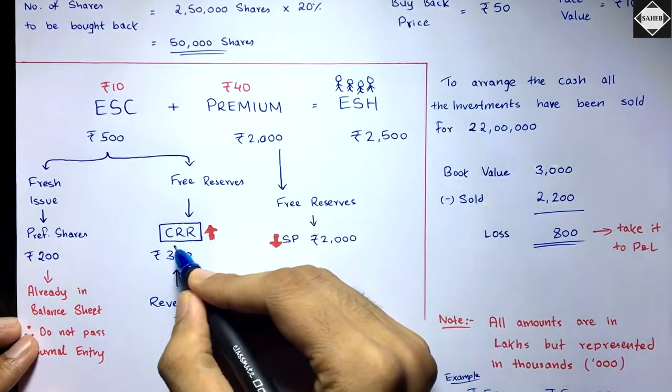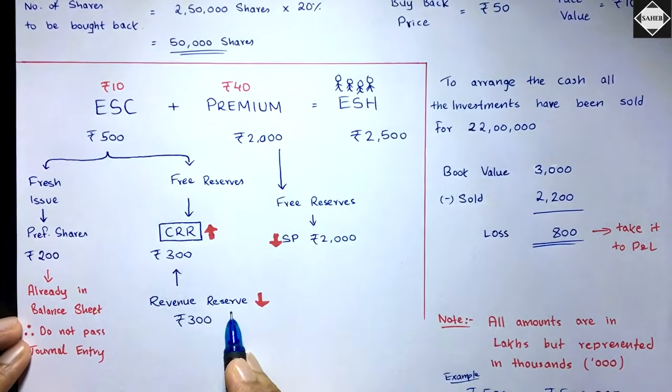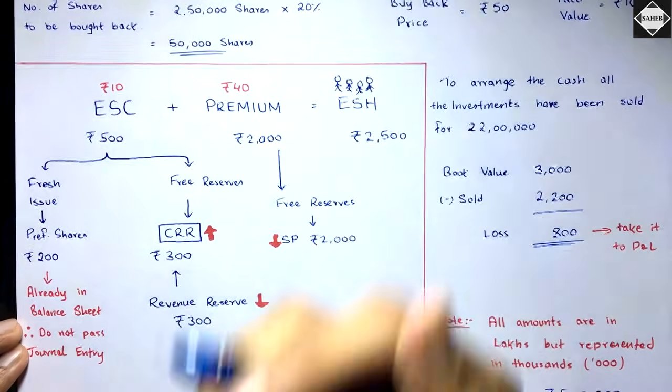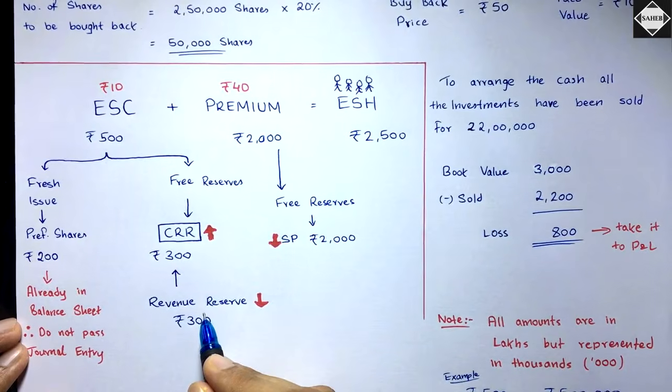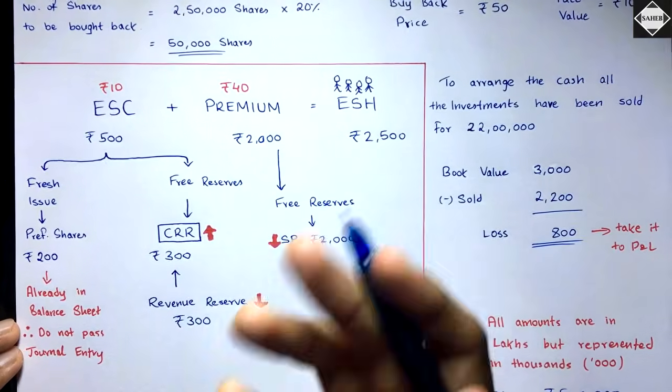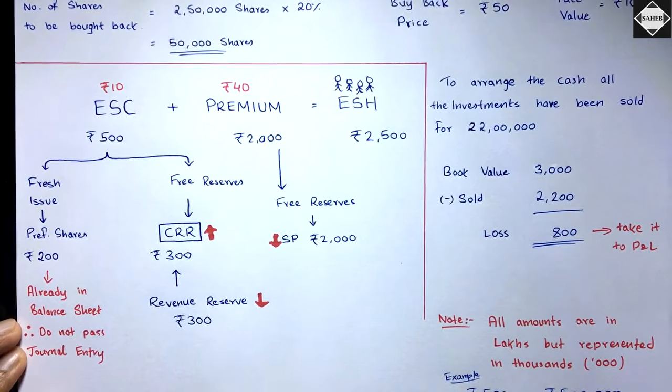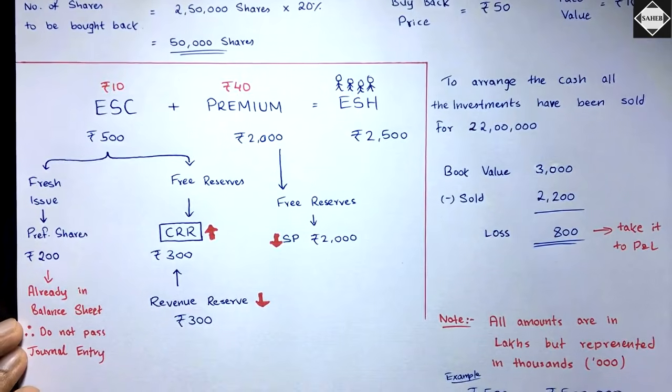So this will be credited, and revenue reserve, because we are utilizing it, the money in revenue reserve will decrease. So you will have to debit this reserve. Reserves have which balance? Reserve is equity, so it has a credit balance. If it is decreasing, then you will have to debit it. Keep that in mind. So 3 lakh, fine, simple.